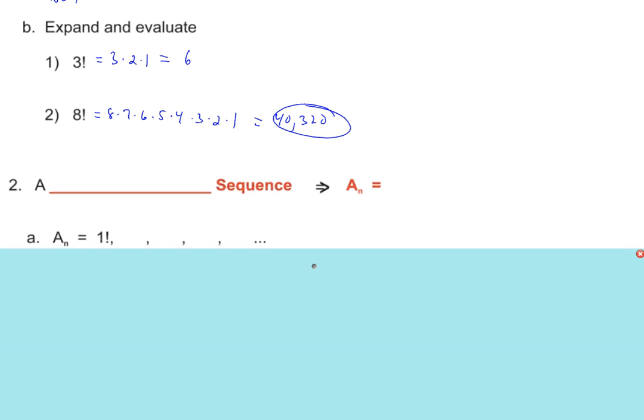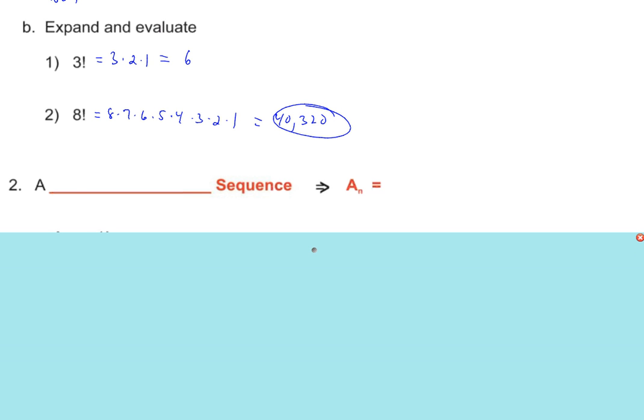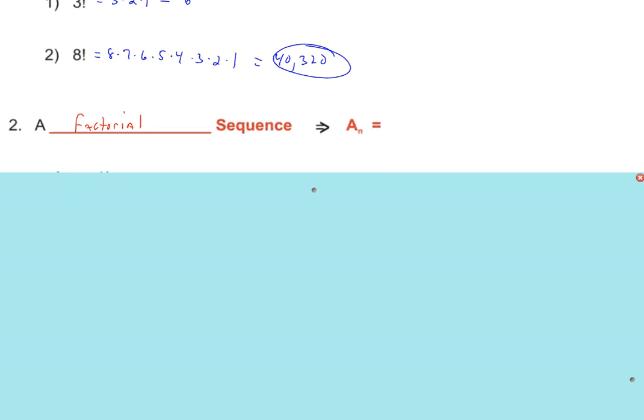All right. Well, now we have to talk about a factorial sequence. Actually, the concept of factorial is a sequence in and of itself. So if we have a factorial sequence, and they're going to have to tell you this, A sub n means n factorial. That's all. So it's really what we basically have just done.